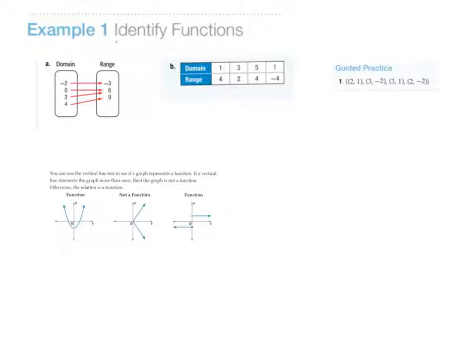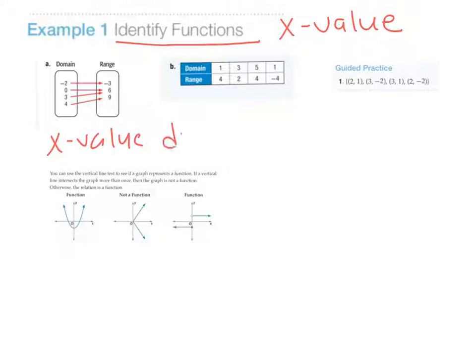We're going to identify functions, and functions are simply dealing with the x value. So we're looking at the x value and how it relates. Two ways of doing this is looking at the x value as long as they don't repeat. So if the x value does not repeat, you have a function.